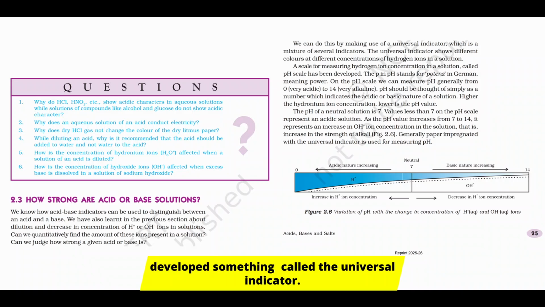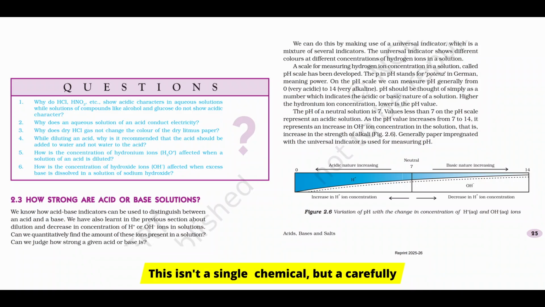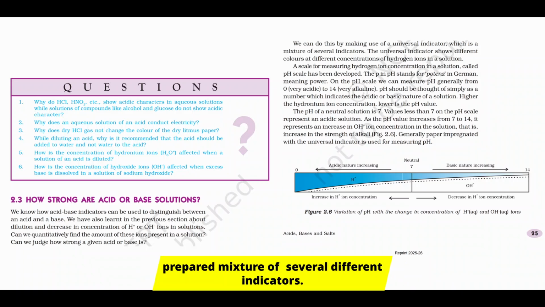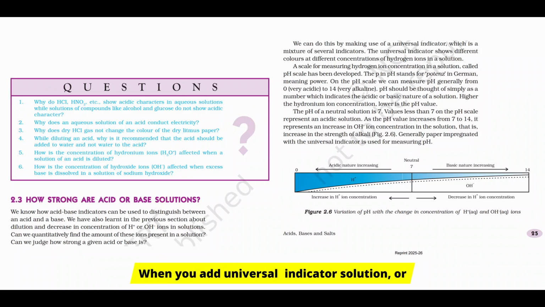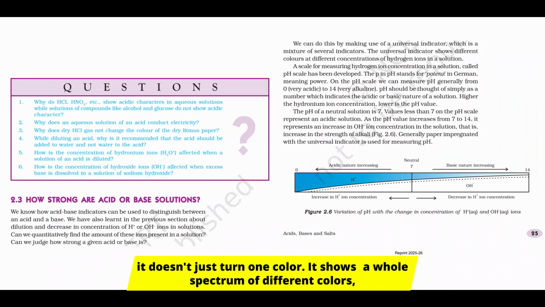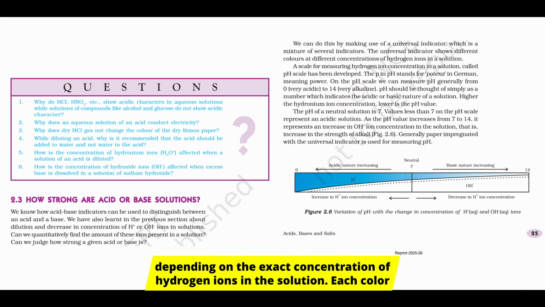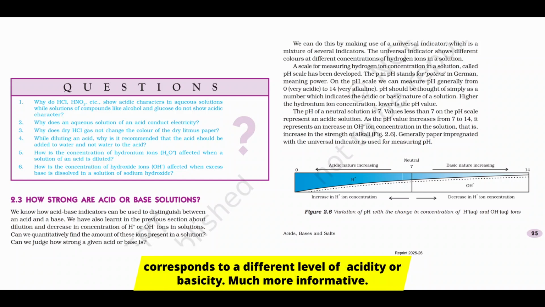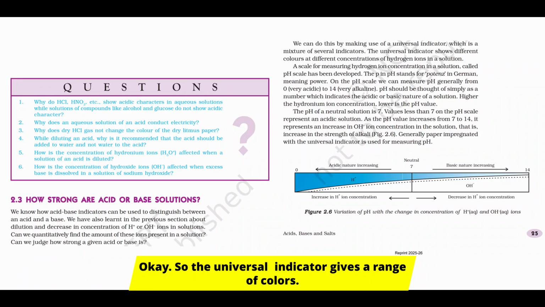Exactly. So scientists developed something called the universal indicator. This isn't a single chemical, but a carefully prepared mixture of several different indicators. When you add universal indicator solution, or use universal indicator paper, to a substance, it doesn't just turn one color. It shows a whole spectrum of different colors, depending on the exact concentration of hydrogen ions in the solution. Each color corresponds to a different level of acidity or basicity. Much more informative. Okay, so the universal indicator gives a range of colors.